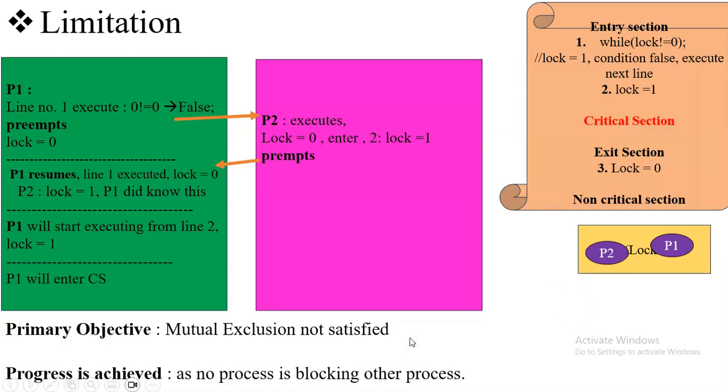And the secondary objective is progress. So progress is achieved. Why is progress achieved? Because no process is blocking each other's execution. But the primary objective is not satisfied. So we say that this particular solution using lock variables is not a foolproof one. That is why we will go and see the next solutions.